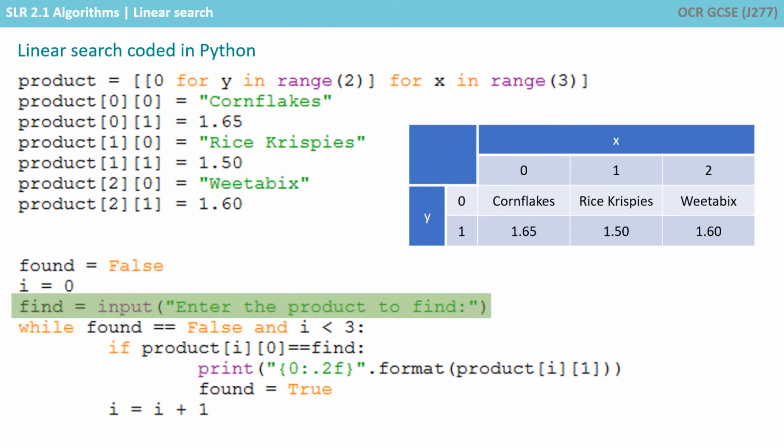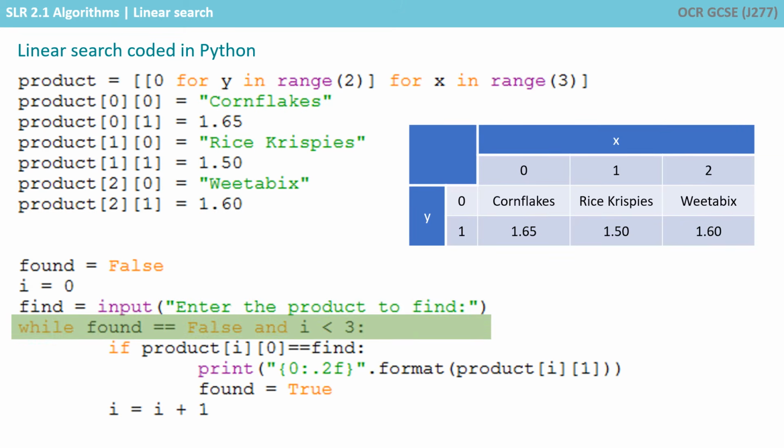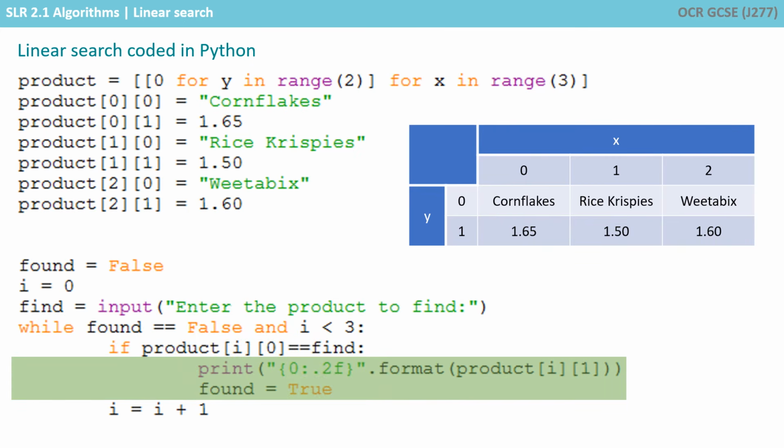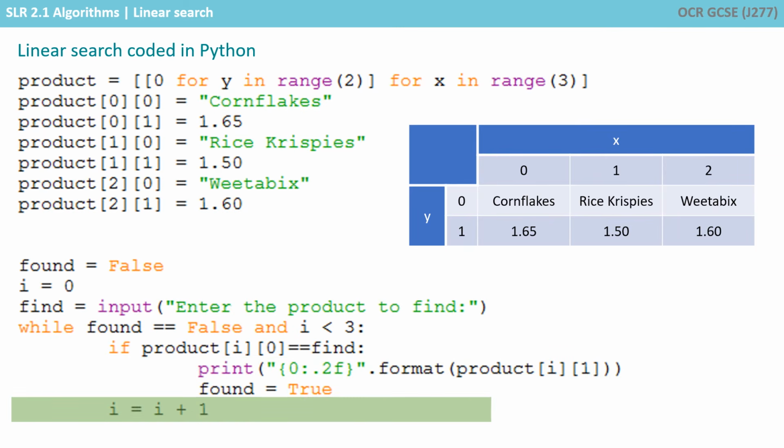We're asking the user what's the product they want to find. And whilst that's not been found and we haven't reached the end of the data set, we're going to check if the product matches the one we're looking for. And if it does, we're going to print to the screen the price with 2 decimal places and set found to be true because we don't need to check any other products. This makes the algorithm just a little bit more efficient. If the product was not found, we can increment I by 1.